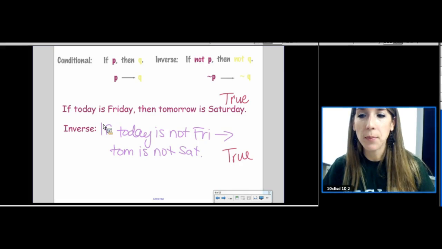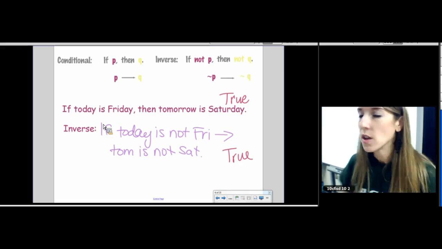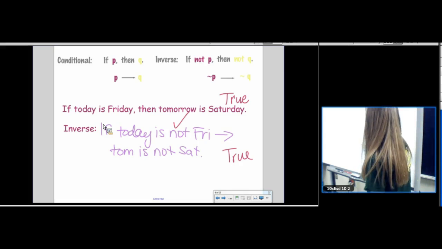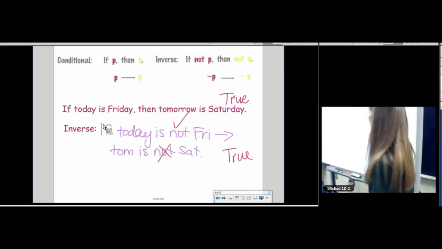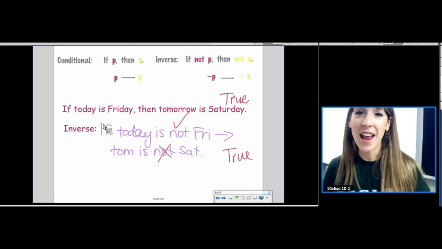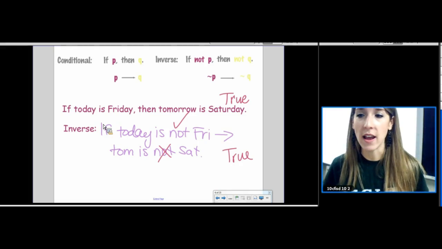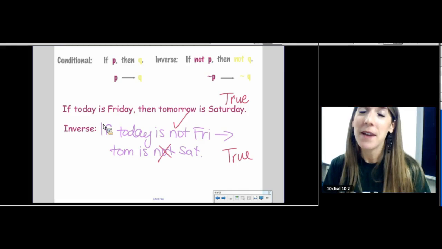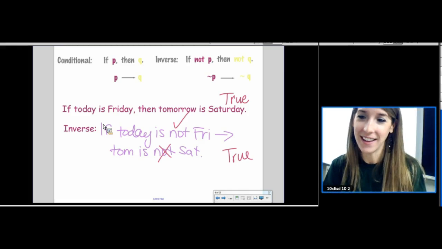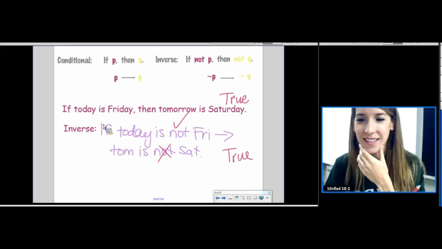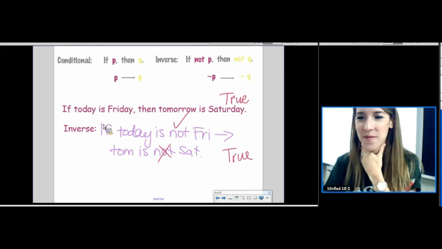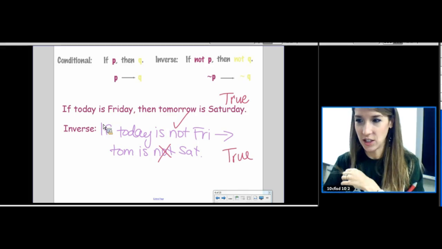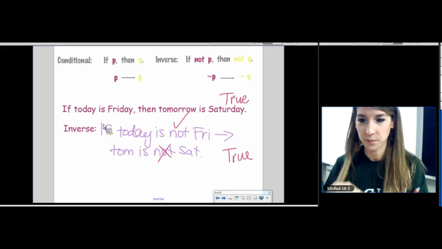Remember, if you want to prove a sentence false, you want this to be true and this to be false. So I want it to not be Friday. It's not Friday, guys. Pick any day you want. It's not Friday. Oh, then tomorrow is Saturday. Well, that won't work. It would have to be Friday for tomorrow to be Saturday. And now I've probably thoroughly confused you. Okay? So the original and the inverse are both true.